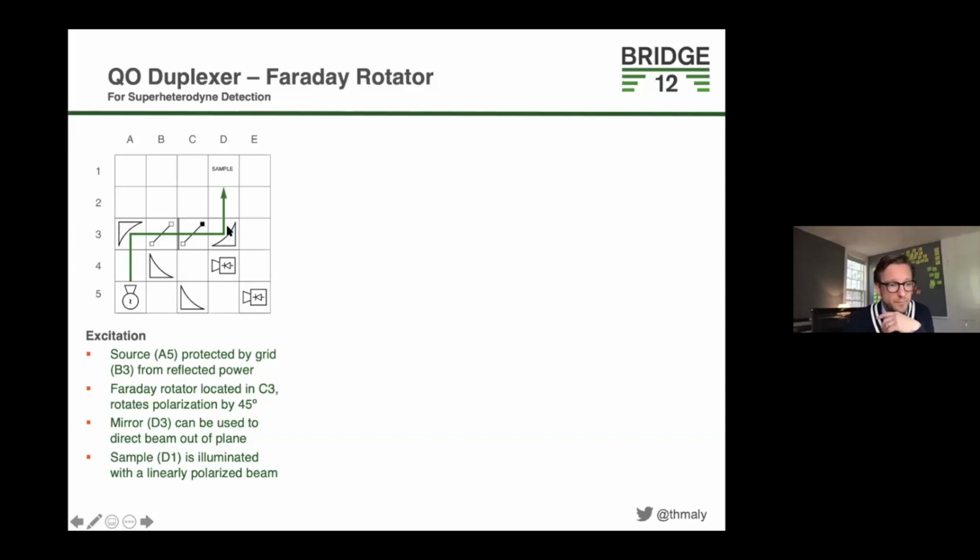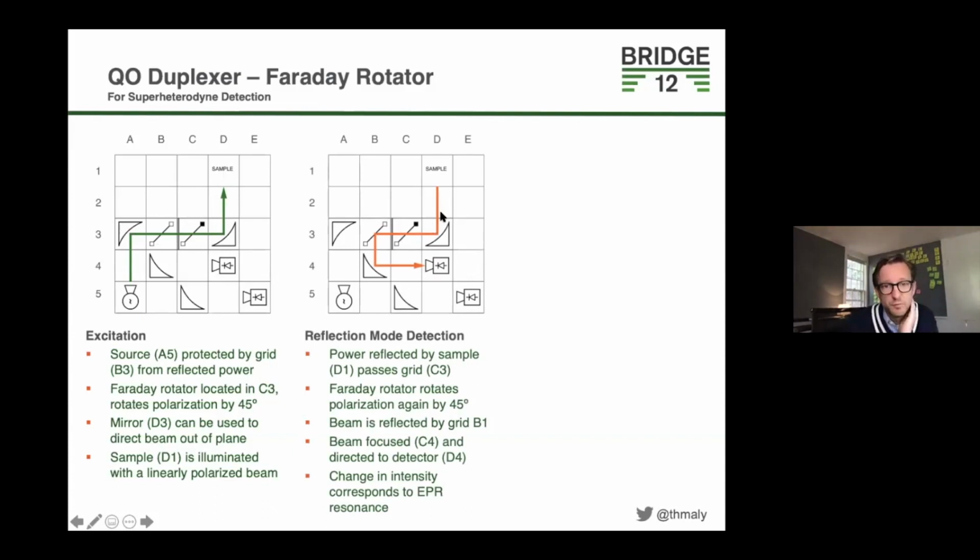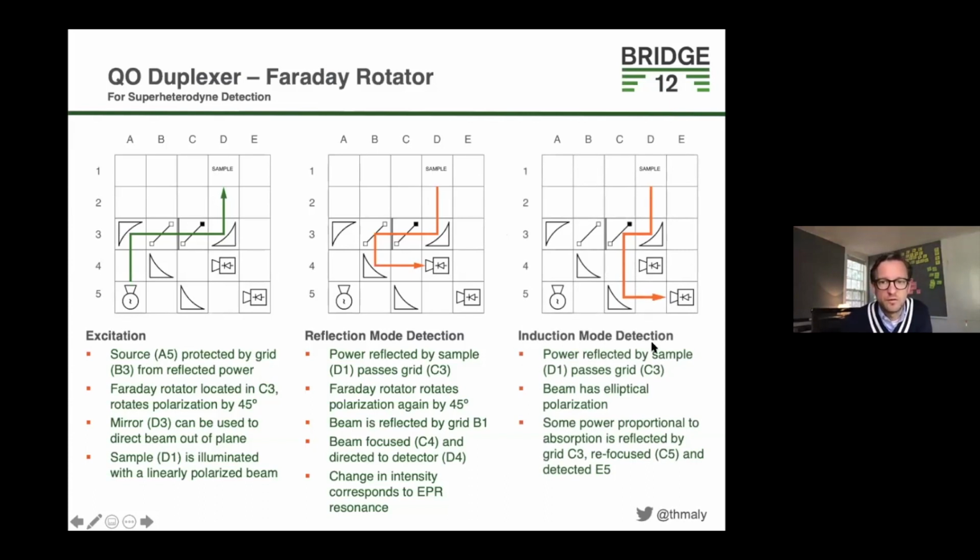And then on the way back, there are two different modes of detection here. Whatever comes back from your sample, we have to make sure we can filter this out with this Faraday rotator here. And again, 1, 2, mirror, and then 1, 3, 1, and then the detector. Or if we use a slightly different mode for detection, again, you see we hit the mirror here, 1, 2, mirror again, and then the detector. These are two different detection modes that are used in high field EPR. One is more sensitive than the other, but they both have their advantages and disadvantages.